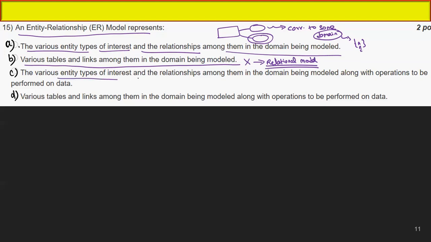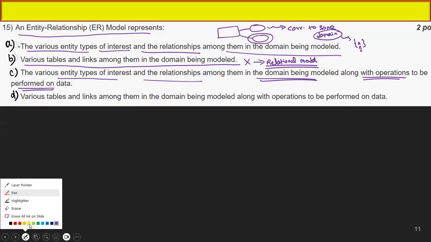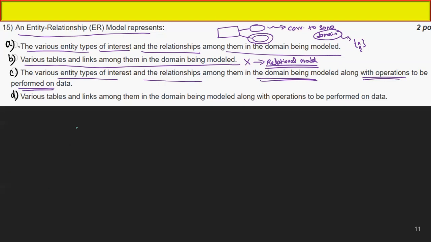Various entity types of interest and the relationship among them in the domain being modeled, along with the operations to be performed on data. Think about whether the ER model deals with any operations. No operational data. That means whether you are performing union, intersection, Cartesian product, any operations, you are not performing them in the ER model. Tables mean a relational database management system. So the ER model is something different from an RDBMS. So D is also not the answer.